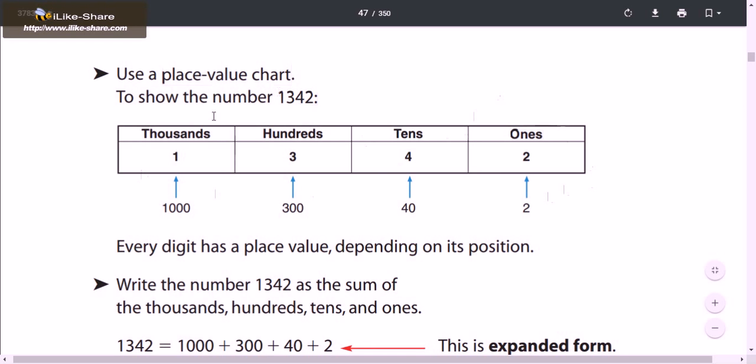Now all I do is look at my number and say, okay, what number do I have in the thousands column? Well, it turns out to be a 1, so I just write a 1 down here in the thousands column. A 3 in the hundreds, so I write a 3 here. I have a 4 in my tens column, so I print 4 down there. And I have a 2 in my ones column, so I print that there. And that's a second way I can show my whole number.